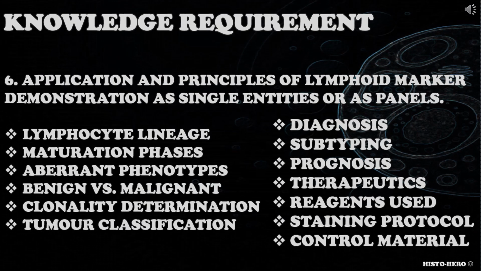The sixth knowledge requirement is application and principles of lymphoid marker demonstration as single entities or as panels. Candidate needs to have the knowledge and understanding about application and principles of lymphoid markers. You could ask the candidate to explain the application of lymphoid markers in histology, to explain their diagnostic, prognostic and therapeutic value, to list reagents used during marker demonstration, to explain staining protocols, to list control material needed, to explain their diagnostic value when used in panels or as single marker.